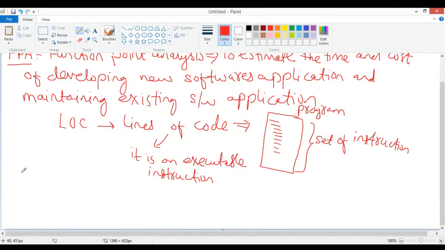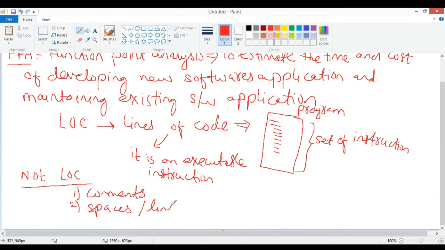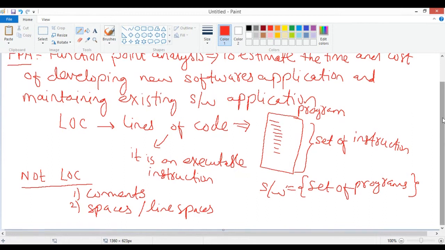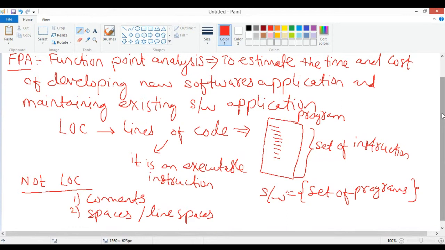What are the things which are not lines of code? In a program you write comments, and you have spaces, line spaces. These are not considered in lines of code. Like this, a set of programs is called a software. So software is nothing but a set of programs. We have some formulas for measuring and estimating the time and cost for developing a new software and also maintaining the existing software applications. I hope the definition is clear to you. Now we'll go to the next problem.